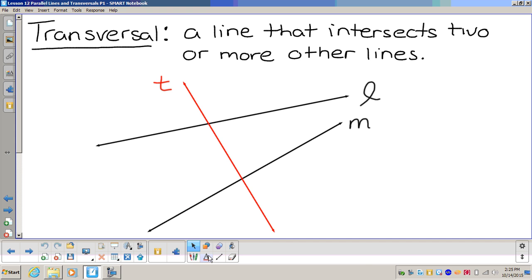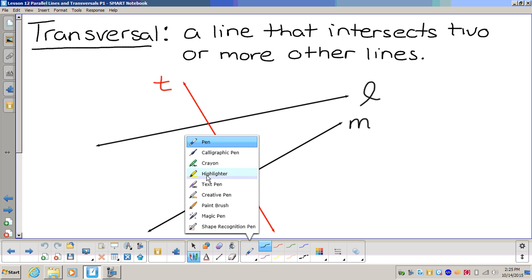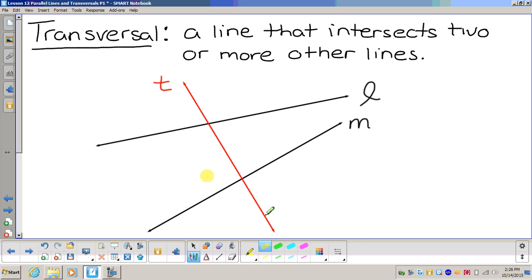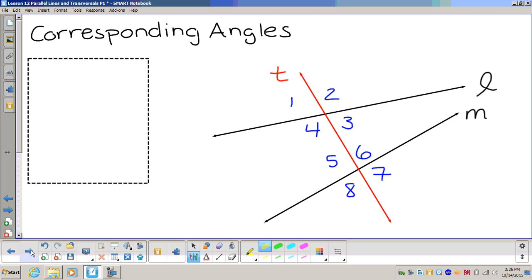So in this picture we have line L and line M, the two black lines, and they're being intersected by the red line, and this red line we'll call T, and that's a transversal. It's a transversal because it's intersecting two lines. So when we have two lines that are intersected by a transversal, we have all these angles that are formed, and there's special types of angle pairs that we're going to talk about.